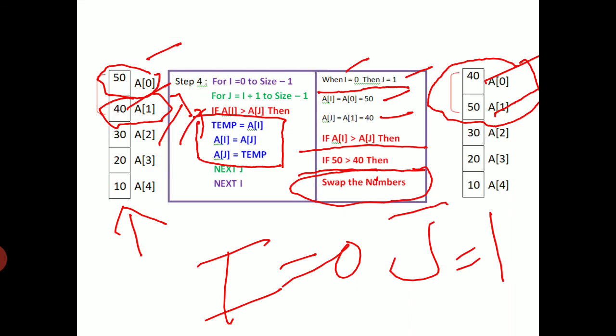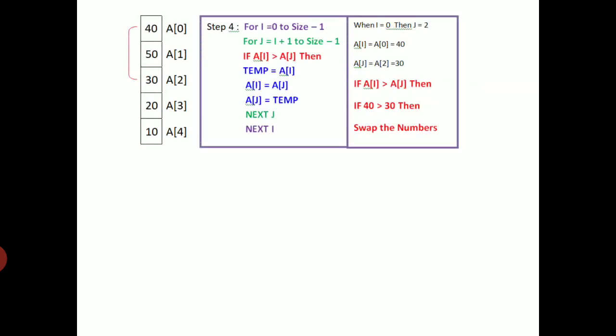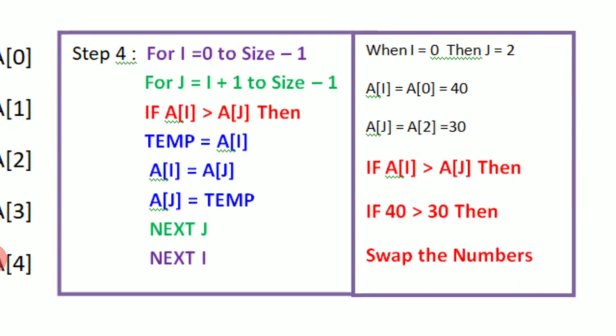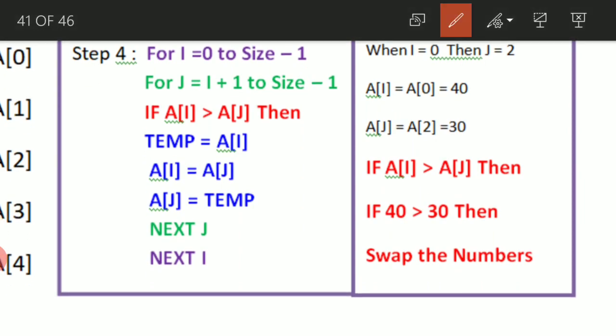Now what happens? j value will be incremented. You can see in the next step here. You can observe, see what happens now. i value remains 0. What is j value? j value is going to be 2. Why? Because of this, next j.